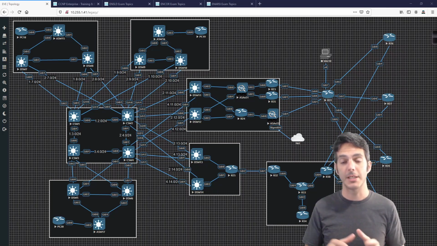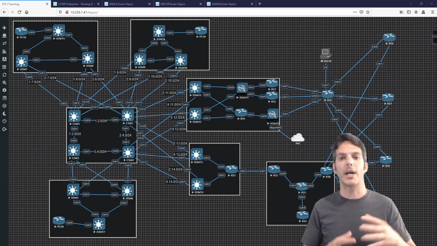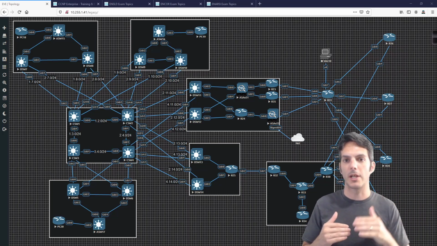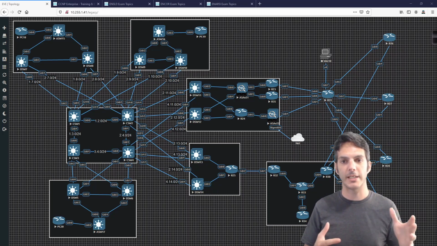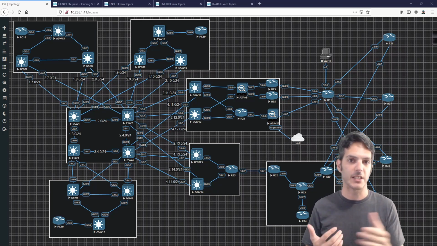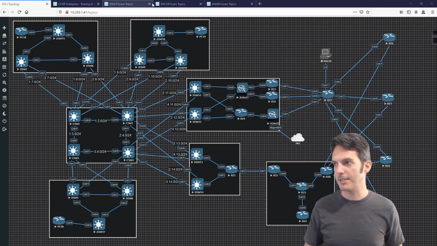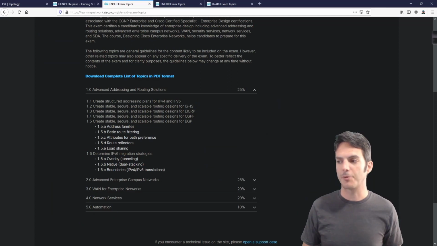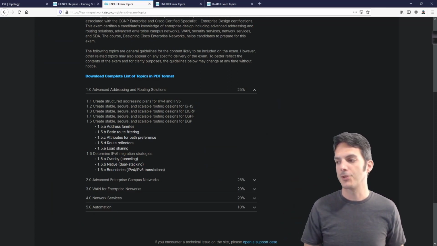So with that being said, that's basically where we are in terms of the flow. Design will be broken up across the entire ENCOR and ENARSI sections, because the design ties to the config, and the config ties to the design. So I want to separate it that way. Basically the idea is we look at the addressing pieces here. We're going to start from the top and work our way down. So we have IPv4 and IPv6, and we're going to start off with addressing.